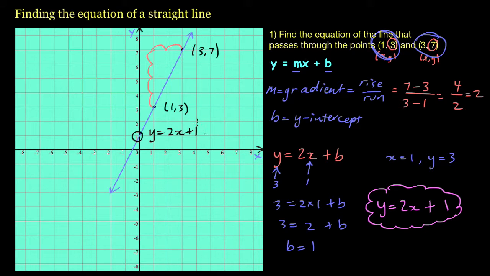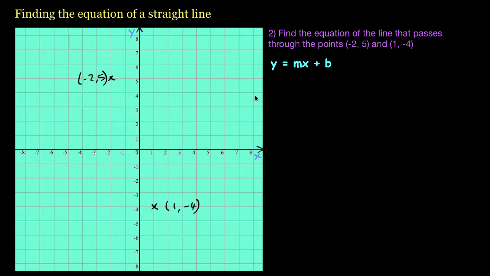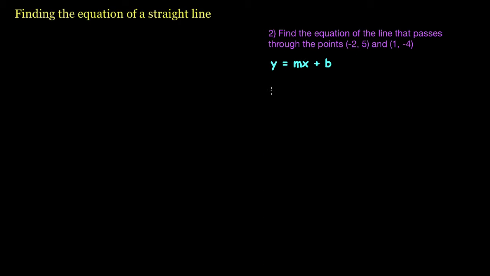Let's try another one. Find the equation of the line that passes through the points (-2, 5) and (1, -4). So here we've got (-2, 5) and here's (1, -4). But let's hide the Cartesian plane for this question and see if we can find the equation of the line without the drawing. So the first thing we need is the gradient.